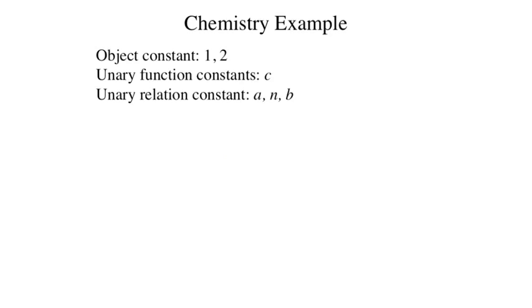Back in logic land, our goal is to prove things about the acidity of the combinations we can create in the laboratory. Let's use the object constant 1 to represent one liquid. Let's use 2 to represent a second liquid. Let the binary function constant c represent the result of combining two liquids designated by its arguments. Finally, let's use the unary relation constant a to express the fact that a liquid is acid. Let's use n to express the fact that a liquid is neutral. And let's use b to express the fact that a liquid is a base.